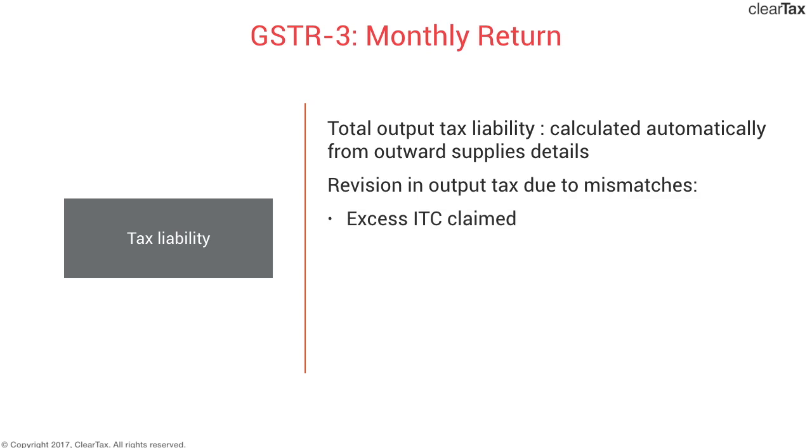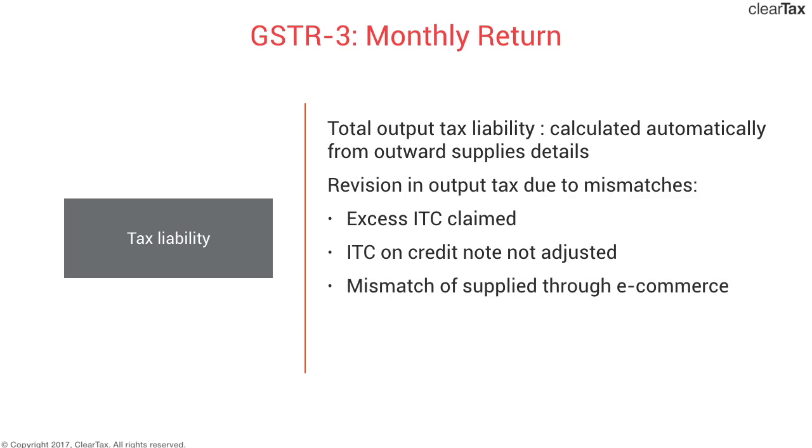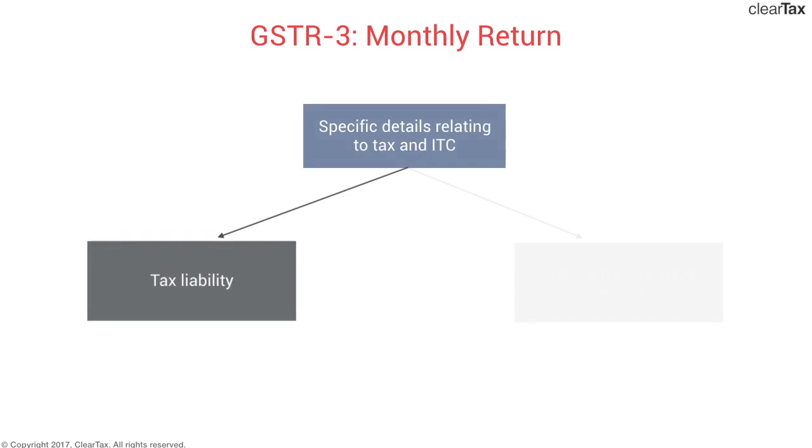The first one, excess input tax credit has been claimed. Input tax credit on credit note has not been adjusted. There's a mismatch of supply through e-commerce portal, or it's relating to any mismatched invoice in an earlier period which you found out now and you've corrected that invoice. Any of these 4 categories can cause a mismatch between output tax that's automatically calculated and your internal calculations. That's all relating to tax liability.